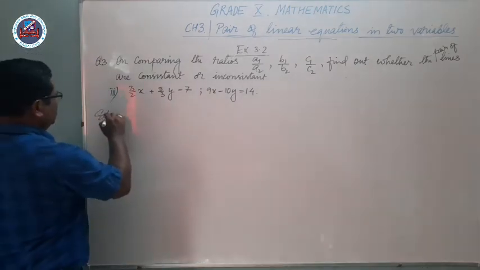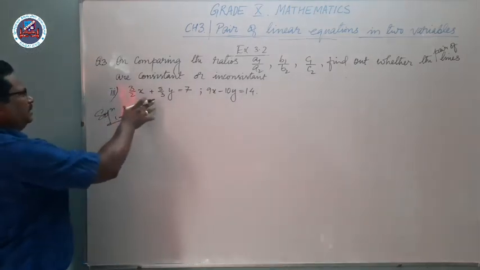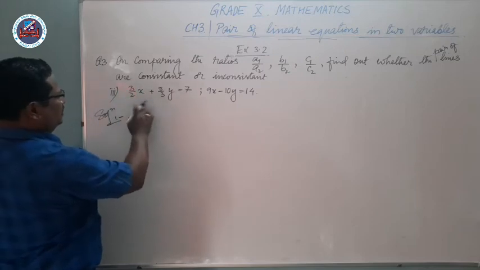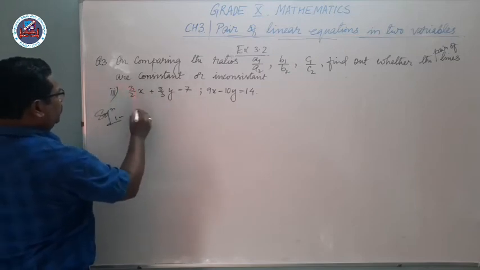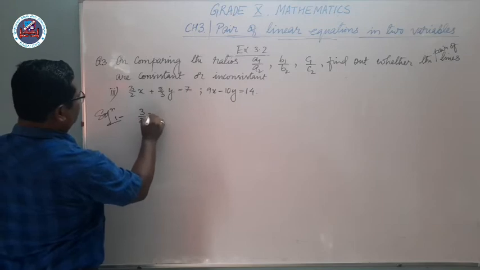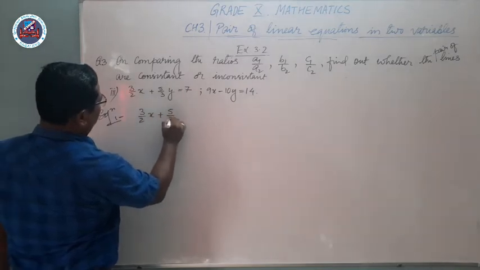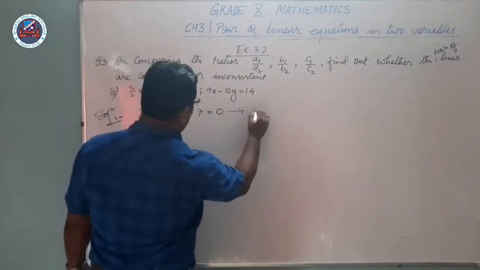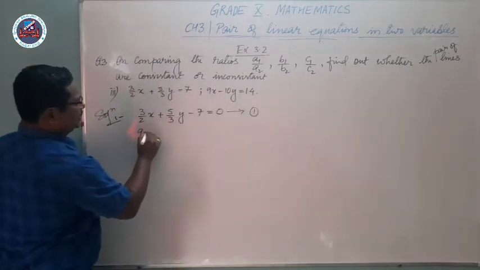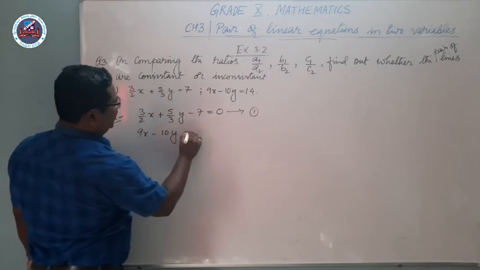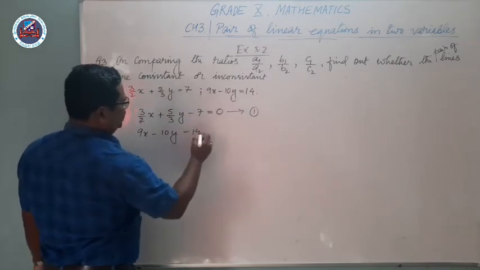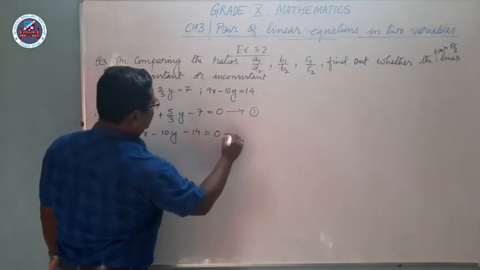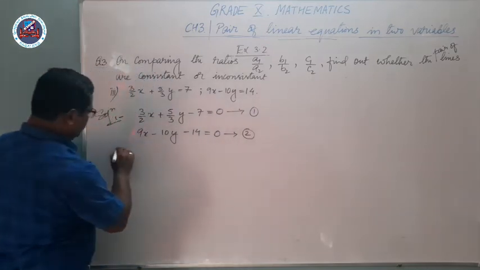First, arrange the equations nicely. You can do it this way also directly, or you can take LCM, it's up to you. For me, I am doing 3 by 2 as it is. 5 by 3y is -7, bring this side equal to 0, make it equation number 1. And this is 9x minus 10y minus 14, bring this side equal to 0, make it equation number 2.